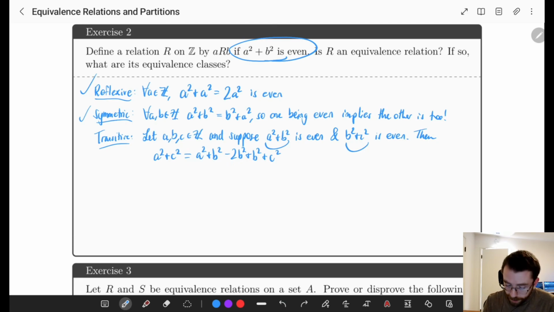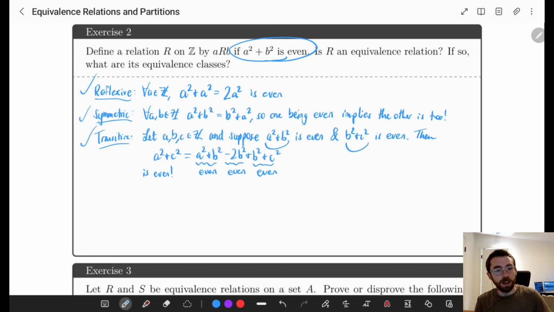And then what do we have? Even, those two are by assumption. And looky here, negative 2b squared, that's even because it's a multiple of 2. So it's the sum of 3 even integers, therefore it's even. That means a is related to c, so it's transitive. So we have another equivalence relation.